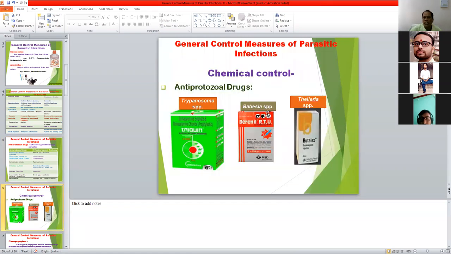These are the three important hemoprotozoan parasites, Trypanosoma, Babesia and Theileria, and their drug of choice. These are all hemoprotozoan parasites found inside the blood of the host. Trypanosoma is an extracellular parasite found in the blood plasma, and Babesia and Theileria are intracellular parasites found inside the blood cells. Drug of choice of Trypanosoma is quinapyramine sulfate and chloride, usually marketed under trade name Triquin. For Babesia, drug of choice is diminazene aceturate, comes under trade name Berenil, and for theileriosis, drug of choice is buparvaquone, comes under the trade name Butalex. This is a costly drug. About one vial costs about 2500 rupees.